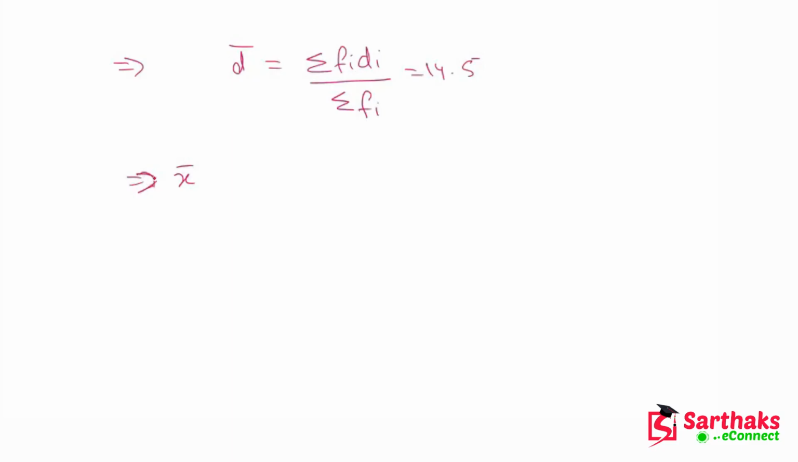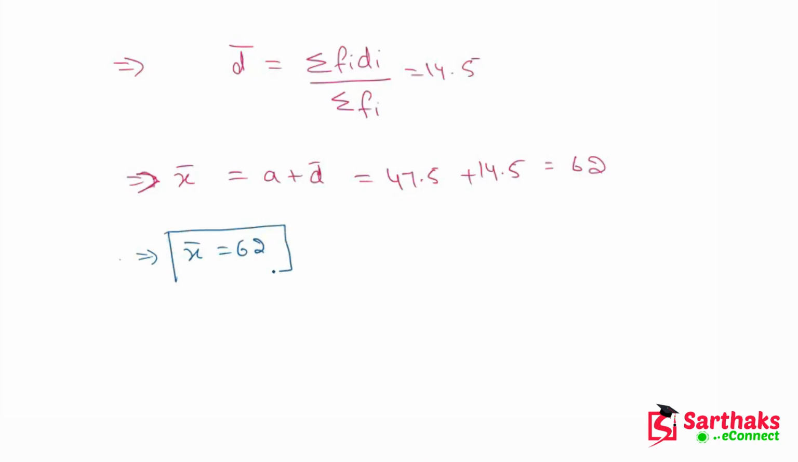Now we have to find x bar, which is equal to a plus d bar. We have a is 47.5 plus 14.5. This will be 62. I hope you get this point. So x bar is equal to 62. This is our correct answer.